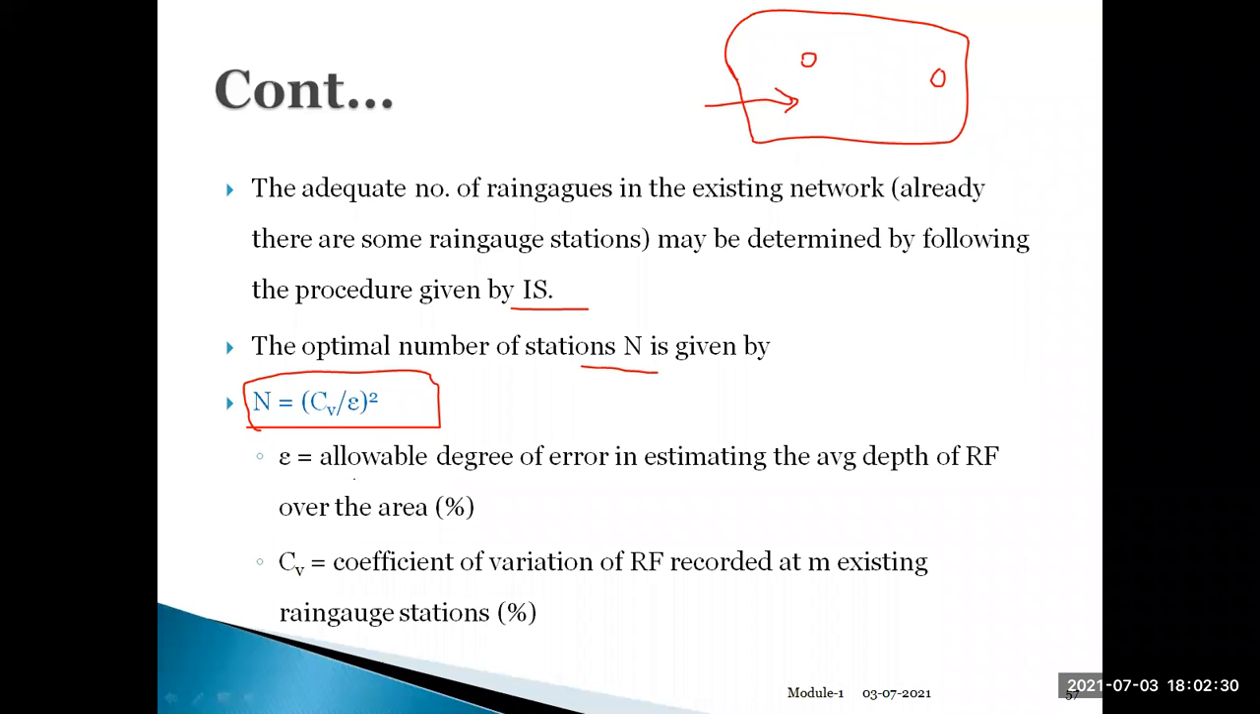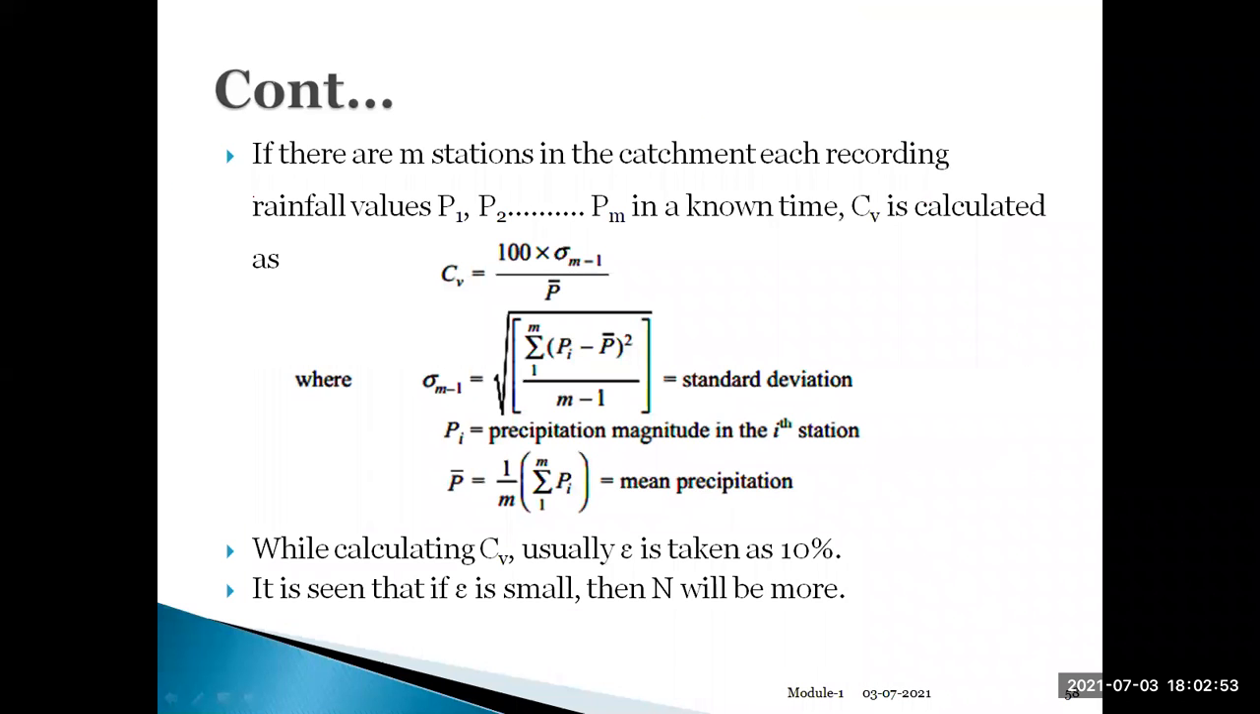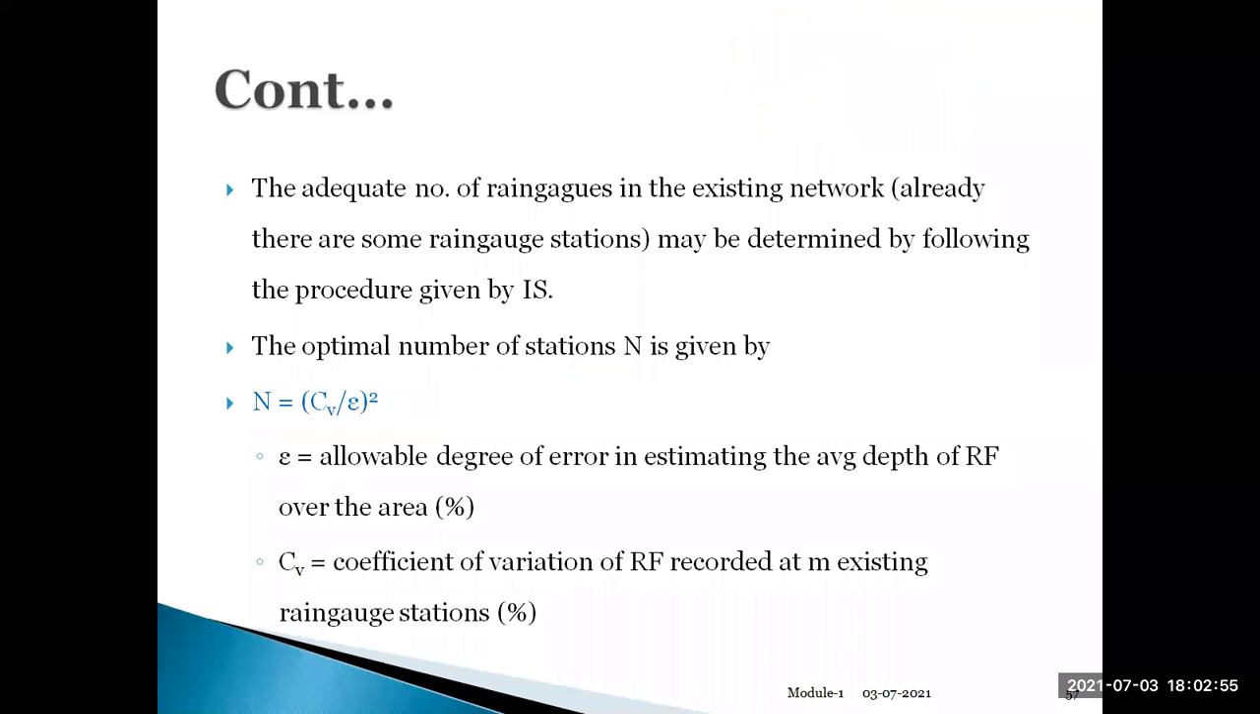Where ε is the allowable degree of error in estimating the average depth of rainfall, and CV is the coefficient of variation of rainfall recorded at the M existing rain gauge stations. So CV is the coefficient of variation, and both are in terms of percentage. And here, CV is calculated, and this is N.